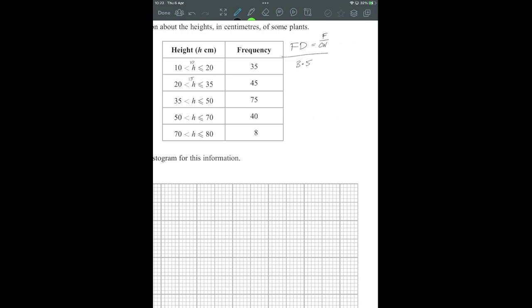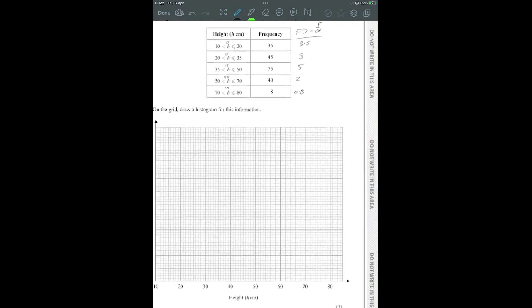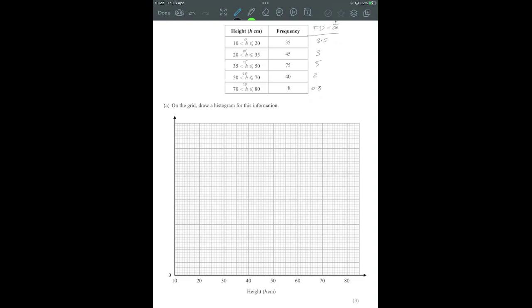The width here is 15, 45 divided by 15. Width is 15, difference between 50 and 35. 75 divided by 15. Width of 20. And finally width of 10. Incredibly nice numbers, actually, to try and plot on my scale. So I notice I need to get all the way up to 5. Well, it looks like I can go 1, 2, 3, 4, 5, and that fits really, really nicely.